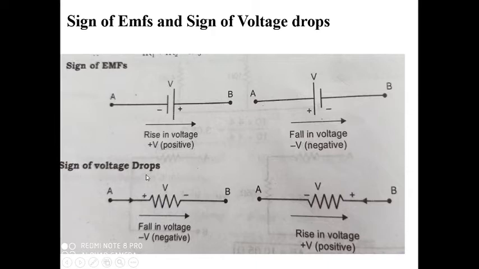Now we can see the sign of voltage drop. Here the A terminal, here the B terminal, and a resistance is connected. This is the plus sign and this is the minus sign. So when the current is like this, or when you travel from the positive direction to the negative direction, it is a fall in voltage, that is minus V, that is negative. Here negative and positive. When we are traveling from negative to positive, that is a rise in voltage, that is plus V. So these are the sign conventions. This will be useful while we are doing the mesh analysis.